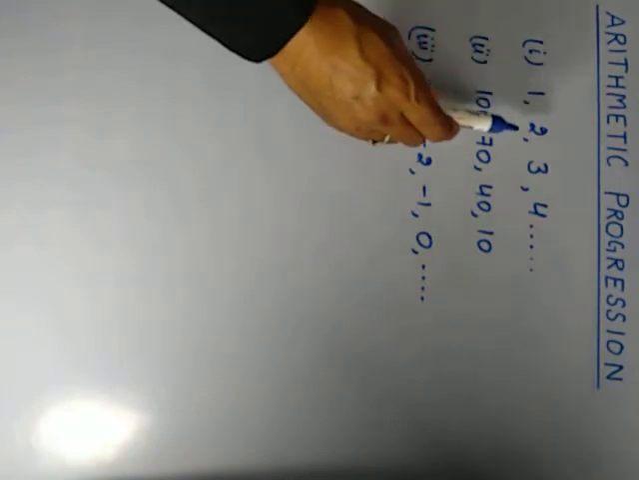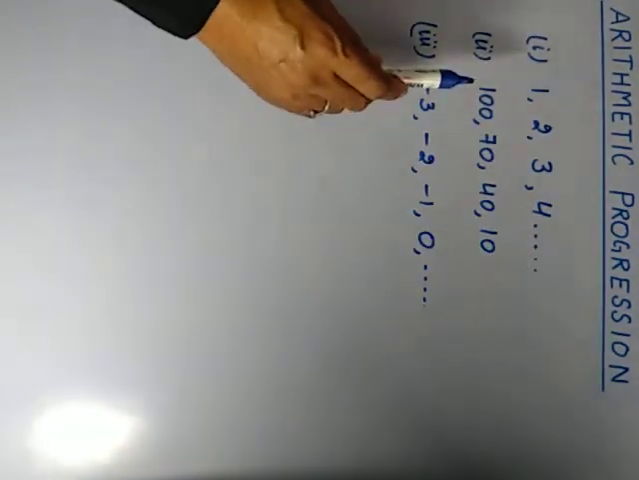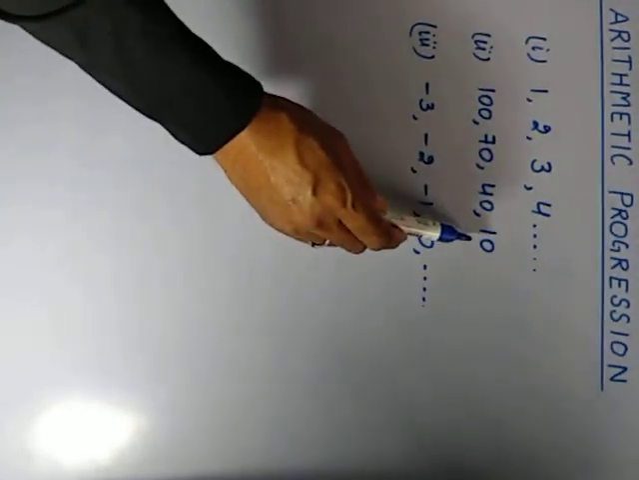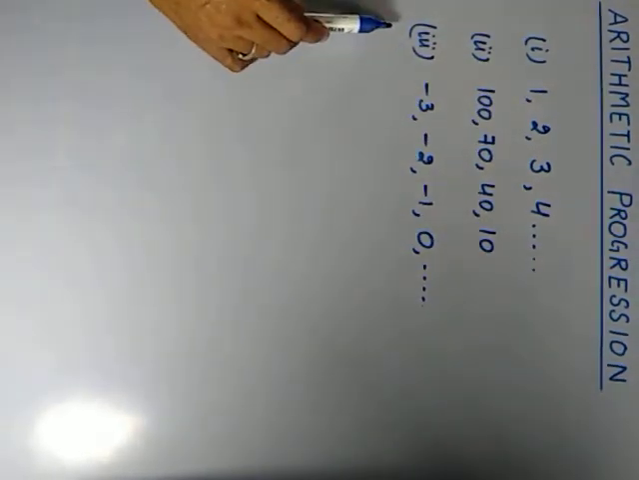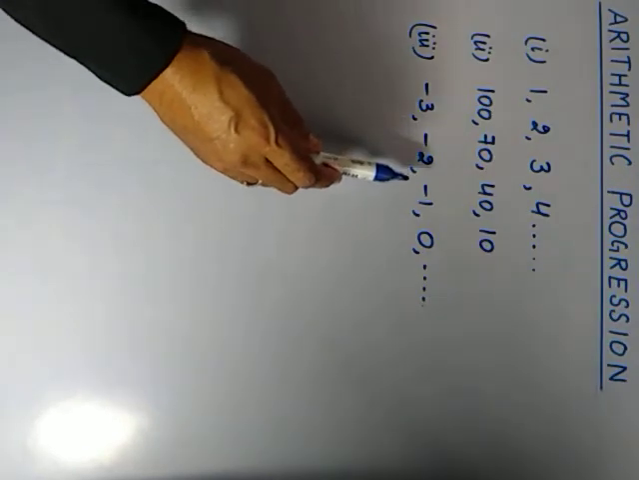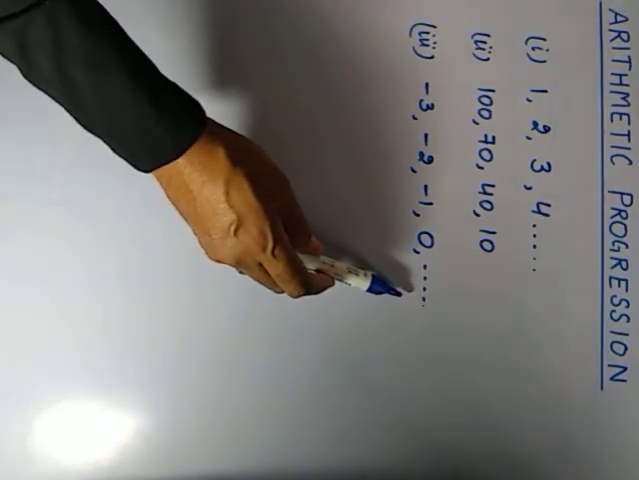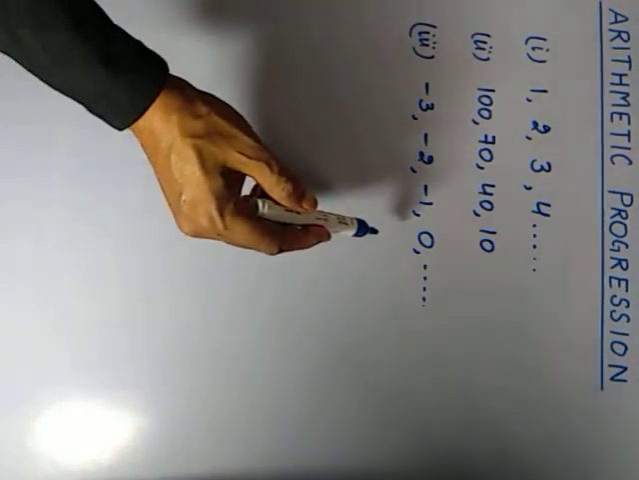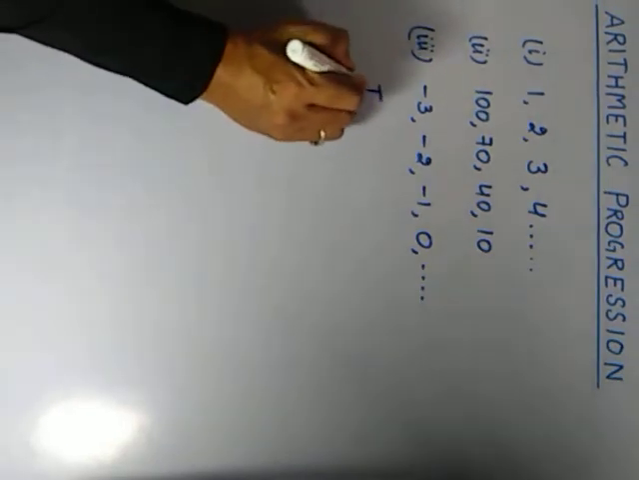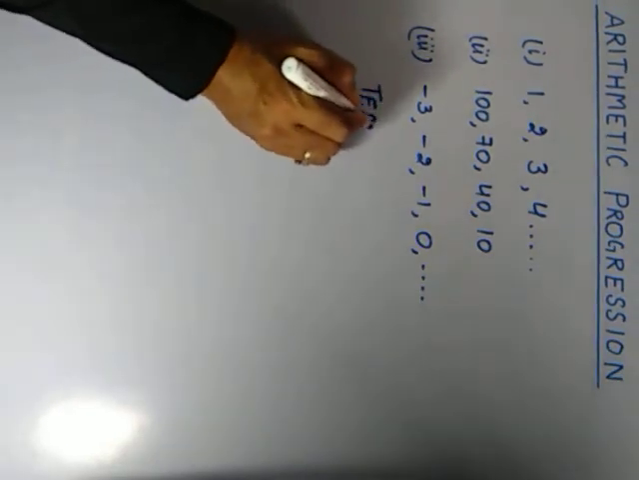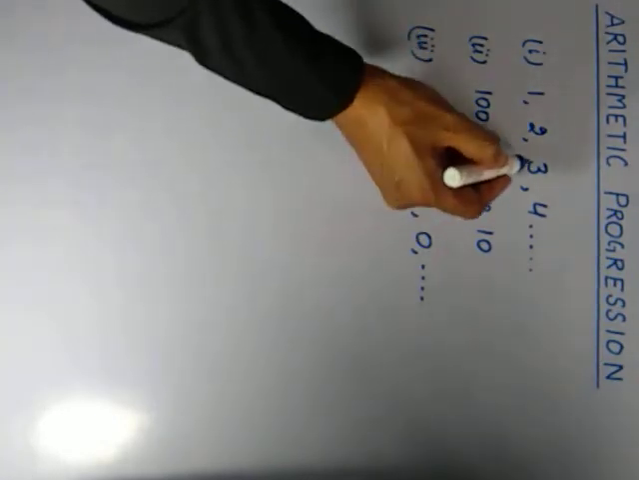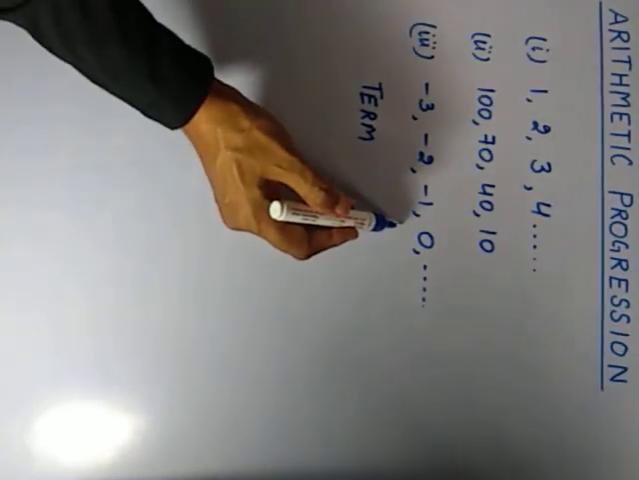First: 1, 2, 3, 4, and so on. Second: 100, 70, 40, and 10. In the third one: -3, -2, -1, 0, and so on. Each of the numbers in this list is called a term. 100 is a term, 40 is a term, 3 is a term, 0 is a term.